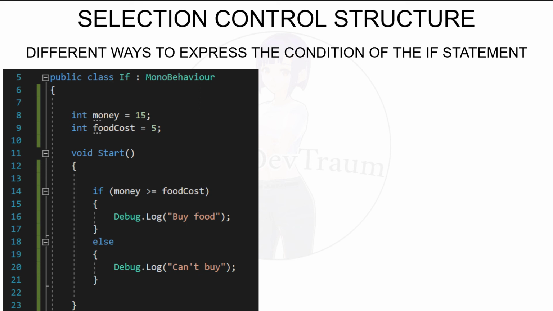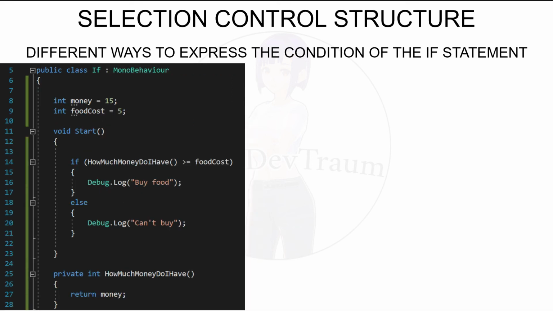We can also combine this way of creating an expression with the previous form using methods. If we have a method that returns an integer value or a real value, a float, we can compare the result of the execution of that method with another value and thus obtain a logical expression whose result is gonna be true or false. For example, here I define a method called how much money do I have, which will return the money we currently have. Then in the condition we execute that method and the result will be compared with the cost of the food, and thus we obtain a logical expression that we can use as a condition.